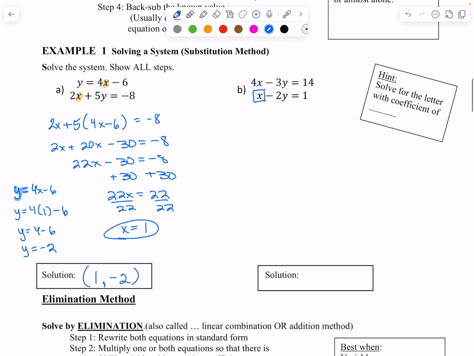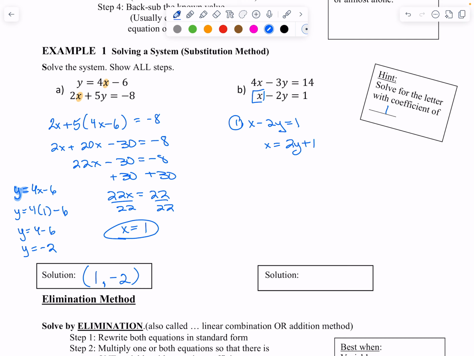The second one, notice that I didn't have x by itself. So we are going to solve for the letter with a coefficient of 1. We could solve it for this y, but we'd be dividing by this, we'd be having fractions, it's going to be a mess. So you don't want to make it harder than it should be. So my first step, I'm going to solve that for x. I'm just going to move the x to the other side by adding 2y.